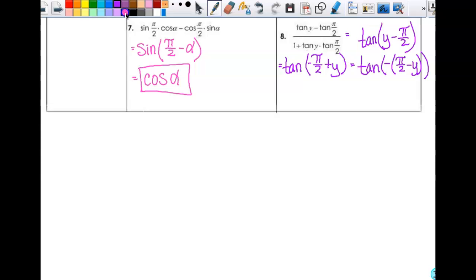Whatever pi halves minus y is, it's some angle. So this is tangent of a negative angle, right? The pi halves minus y is just an angle, so it's like theta. So I can find on here tangent of negative theta. And tangent of negative theta equals what? Negative tangent theta. So this is going to be negative tangent, and it's not really theta. My theta is pi halves minus y.